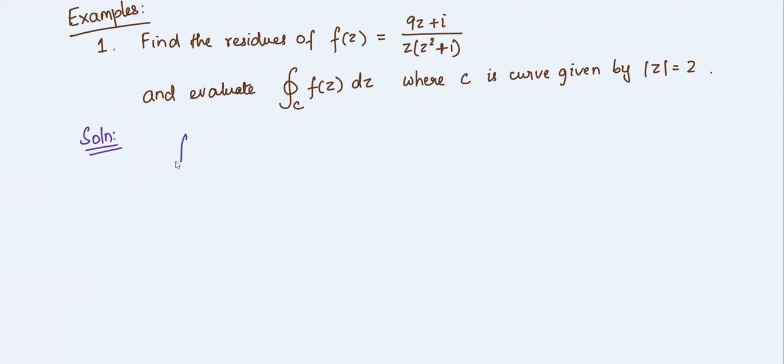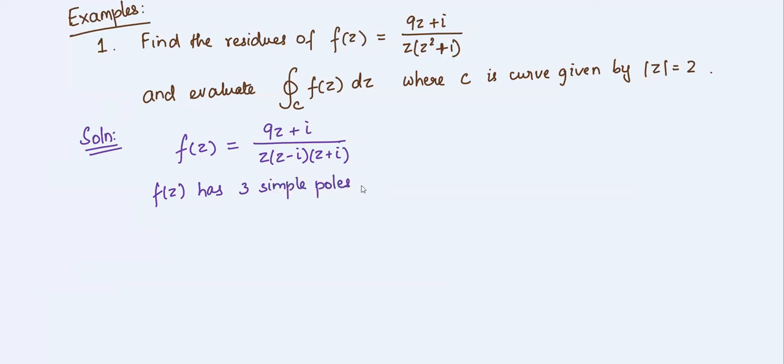Okay, so now f of z is equal to (9z plus i) by z into (z minus i) into (z plus i). So three simple poles. So f of z has three simple poles or first order singularities at z equal to 0, z equal to i, z equal to minus i.